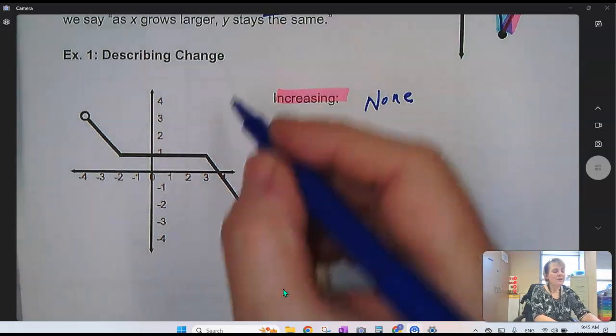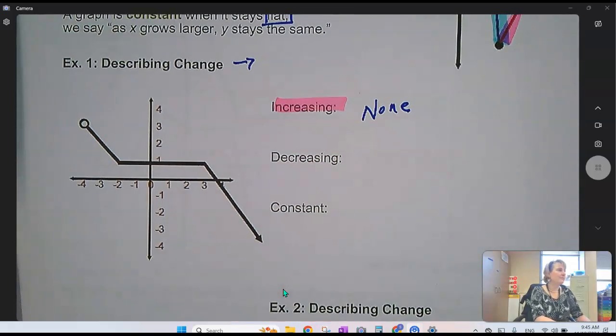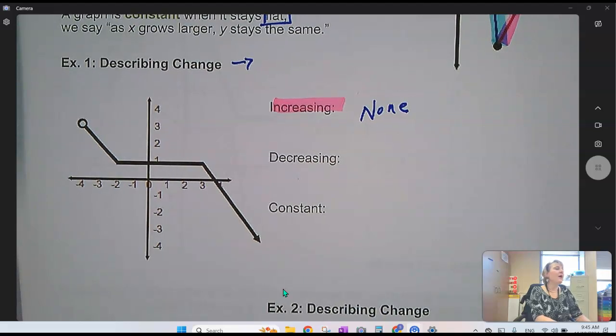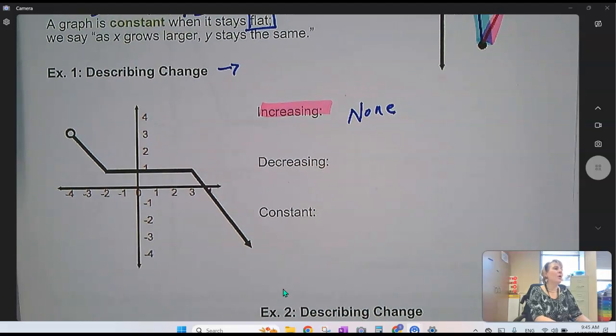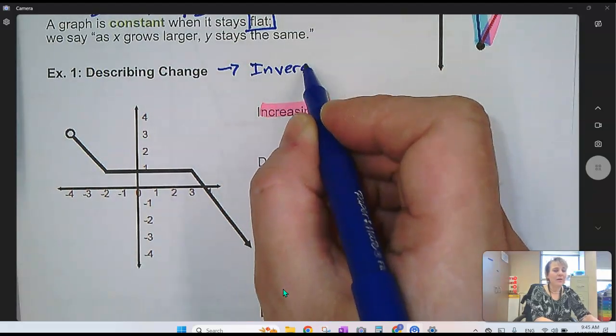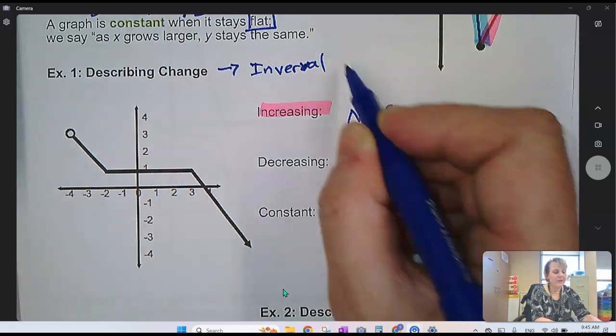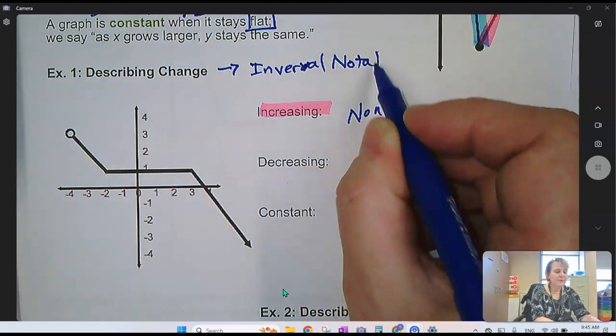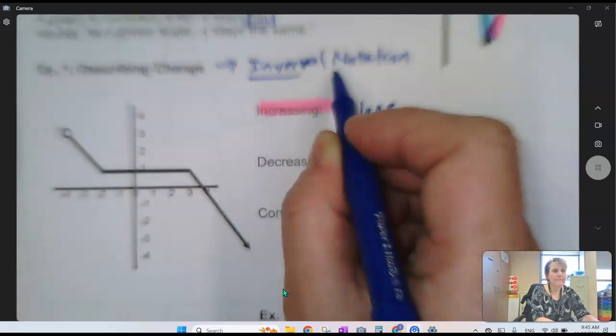Okay, also as we're describing change, voices should be off. We should be at a level 0. Okay, no voices. You guys are listening. If you have a question, please raise your hand. Notice also that we're using interval notation as we're doing these portions.